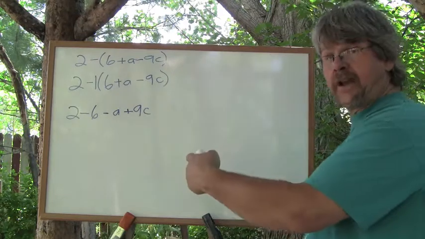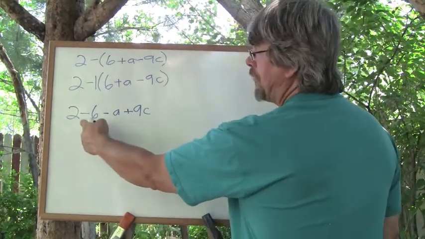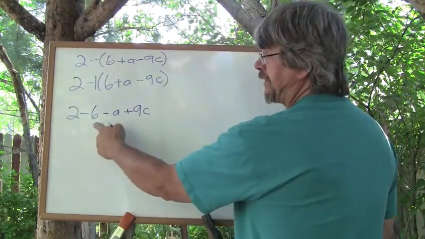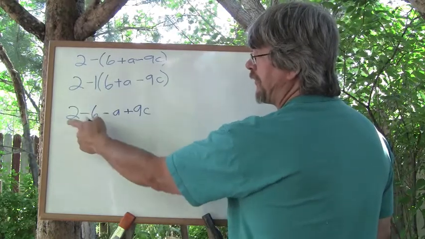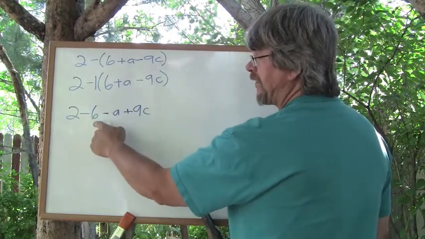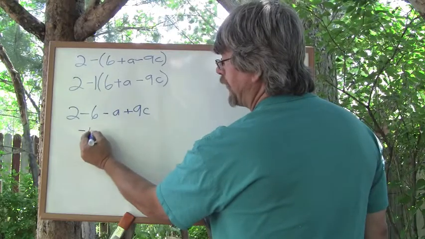And now we can carry out our operations. 2 minus 6. 6 is the bigger number than 2. The difference is 4. But 6 has the negative, so it's going to be a -4.